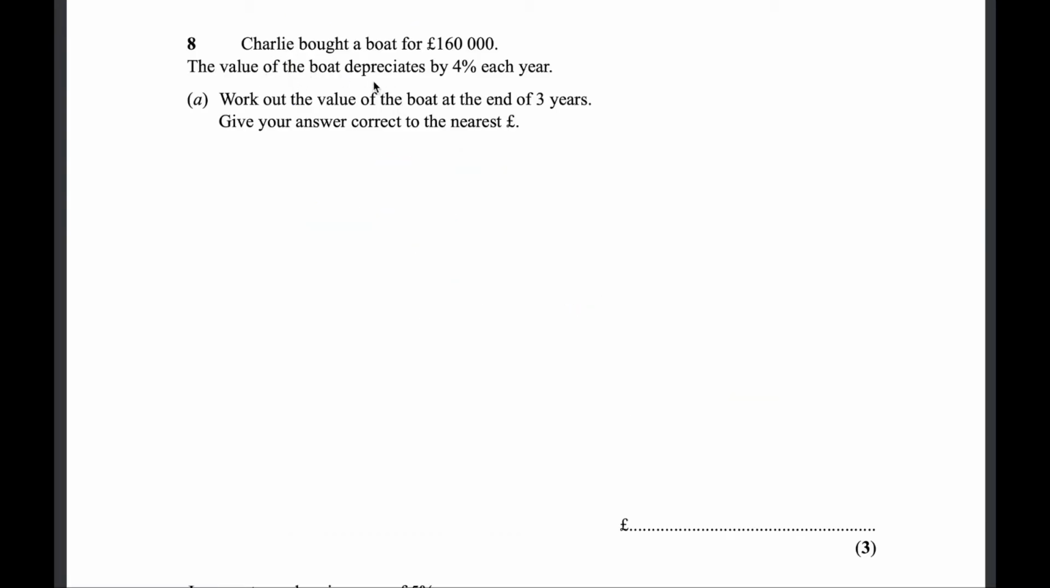Question 8 says Charlie bought a boat for £160,000. The value of the boat depreciates by 4% each year. Work out the value of the boat at the end of 3 years. Give your answer correct to the nearest pound.